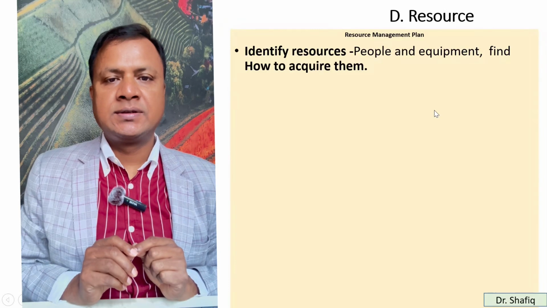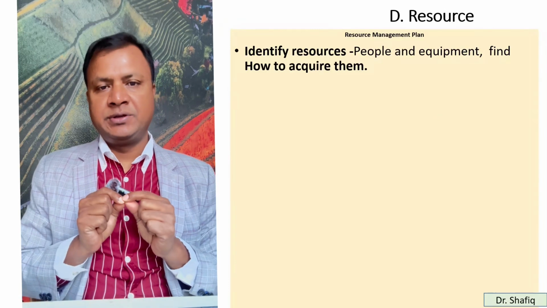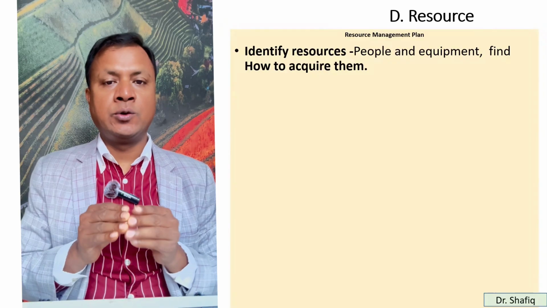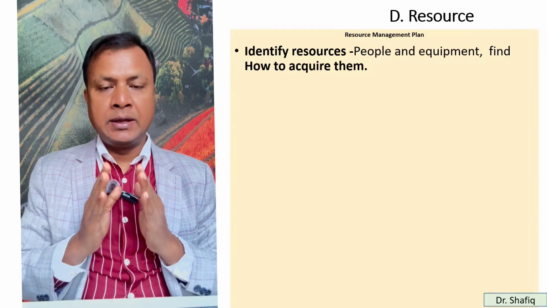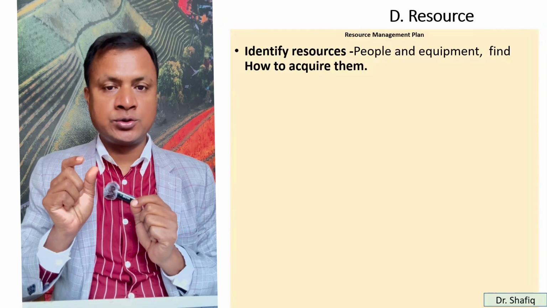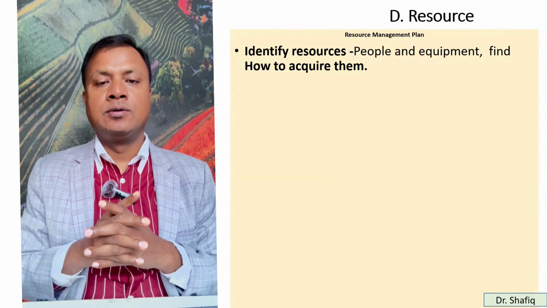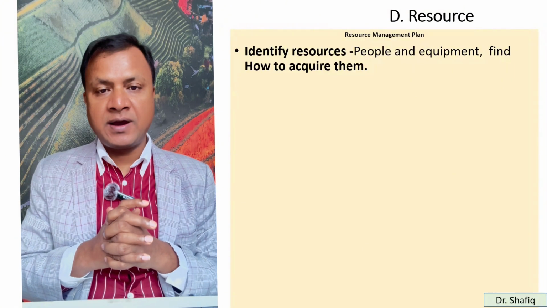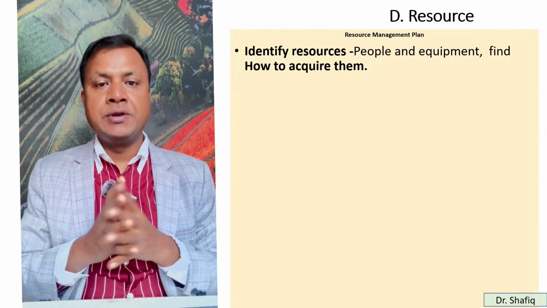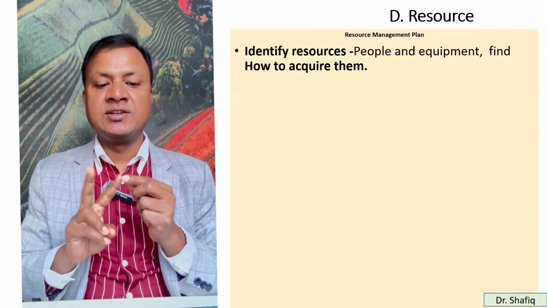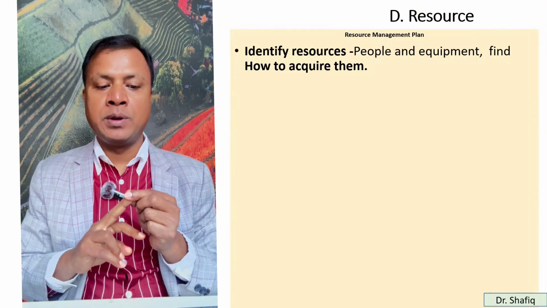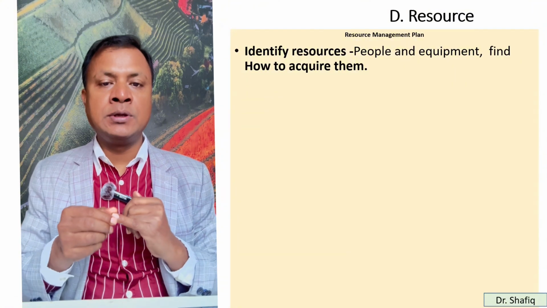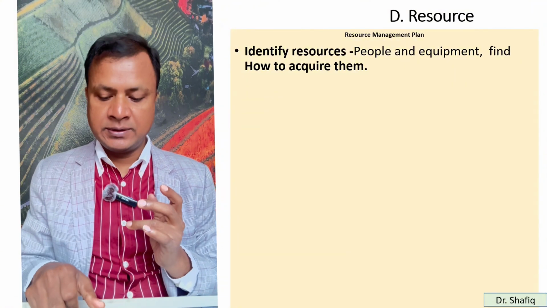Hello viewers, for the PMP examination preparation, we are focusing today on lesson 3, and today's focus is only on resources. For resource management, we have to identify the resources. Resources can be of two types: one is people, another is equipment. So how can we acquire them, people and equipment?